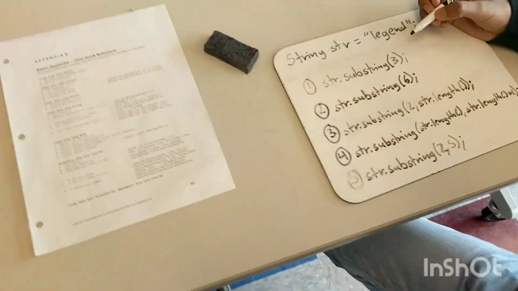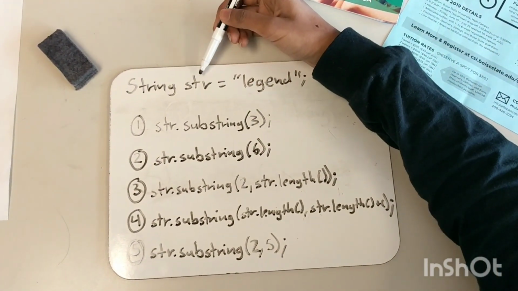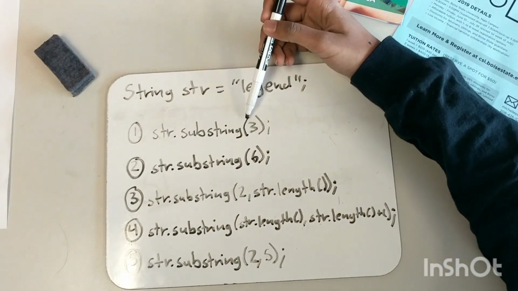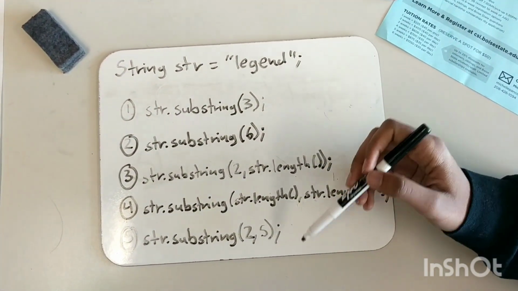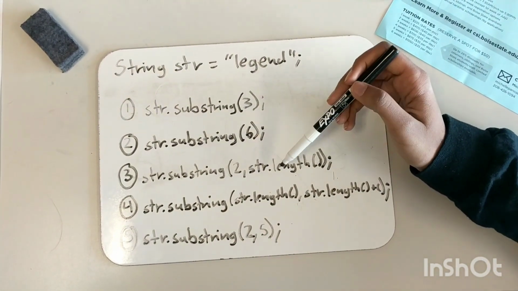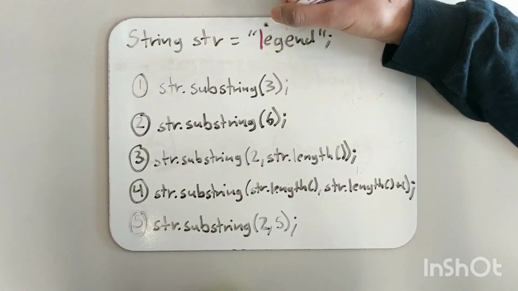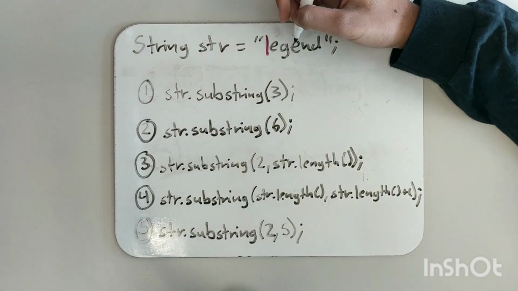Okay guys, so now we're gonna look at some substring examples to get you prepared for this exam. We have a couple examples here, and in all these examples we're using the same string, the word legend. The first two examples use the substring method with one parameter, and the last three examples use the substring with two parameters. What I always like to do when I'm working with these substring methods is label the character indexes of whatever word I'm working with, so I know what characters I'm working with in the substring method and which ones I'm not.